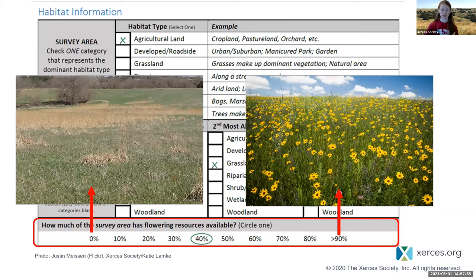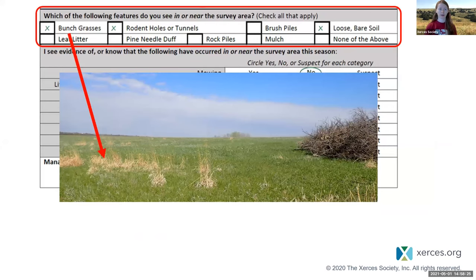After assessing the habitat types, you're going to state how much of the area has flowering resources. So you're going to select somewhere between 10 and more than 90%. And it doesn't have to be like every single part of your survey area is flowering. So in the top here, we have examples of what 0% might look like with little to no flowering resources compared to a field that is blooming quite abundantly. So you're just going to circle there how many resources are in bloom.